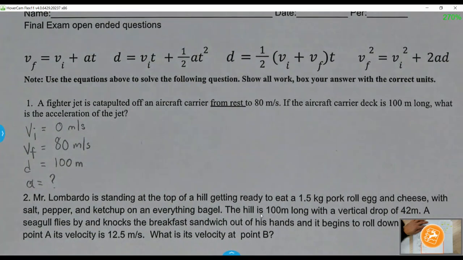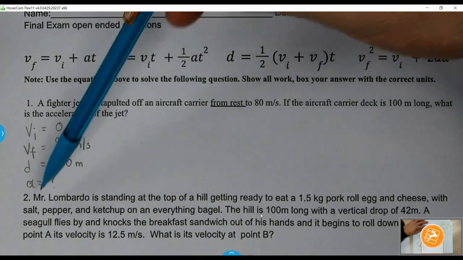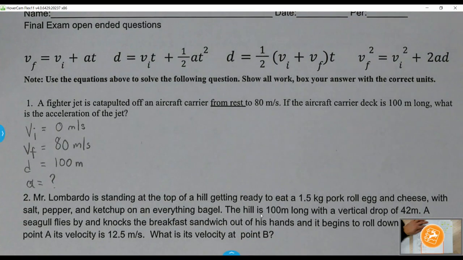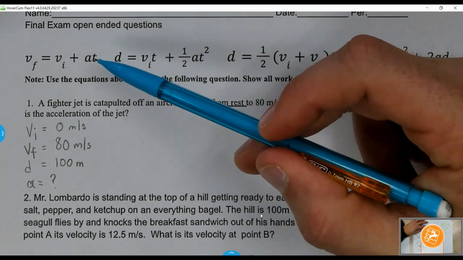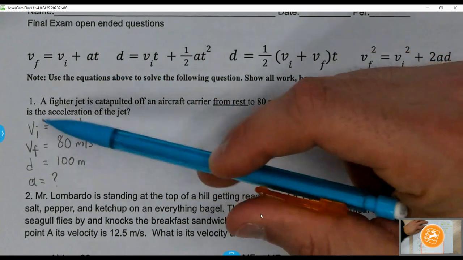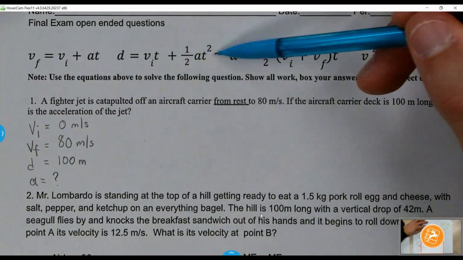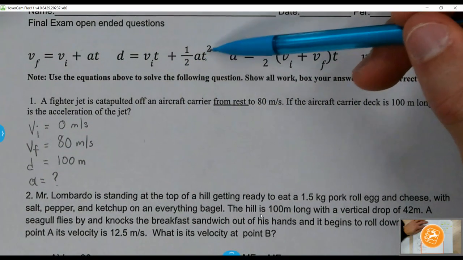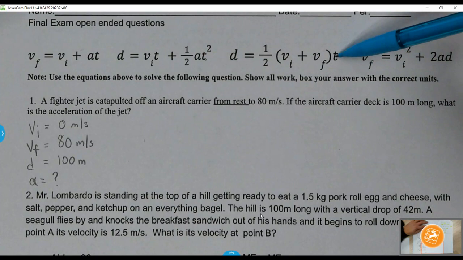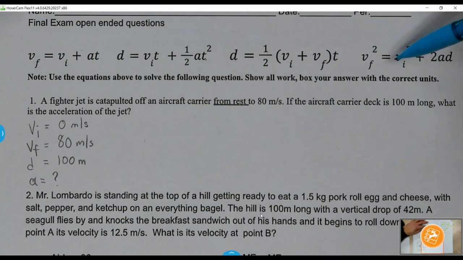So first step, write out all your givens. Second step, look to see which equation has all four of these variables. So let's see. First one, do we have time? Do you guys see time? No. So we can't use that one. Does this one have time in it? Right here? So you can't use that one. And does this one have time? So you can't use that one. Okay, so we're looking at this one.